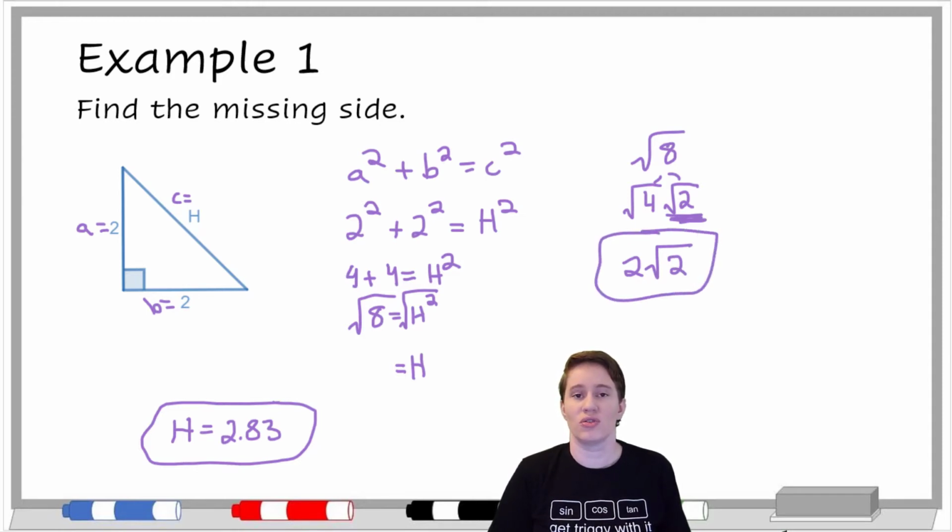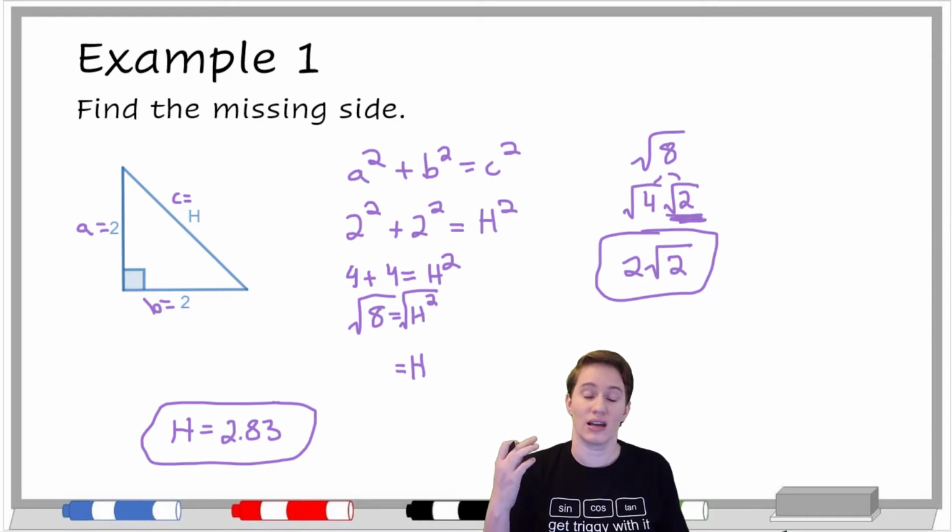So that's the 2 versions of our answer here. And if you have your calculator and you want to try it, type in 2 times the square root of 2. It should give you that same decimal, 2.83, that we got from the square root of 8.